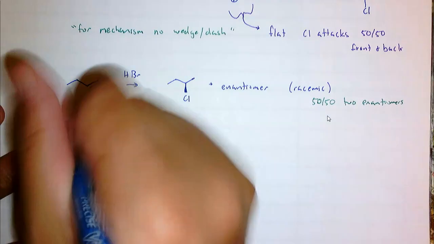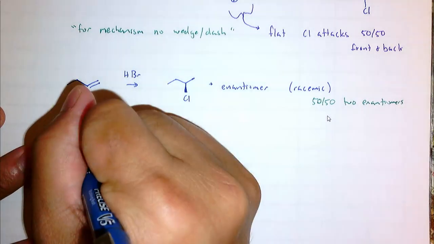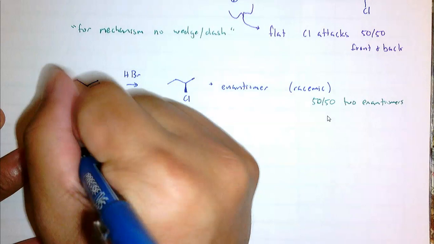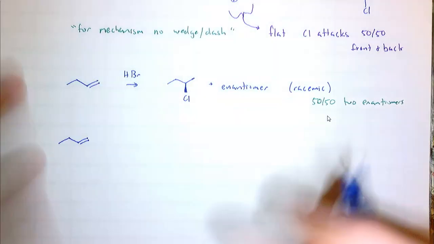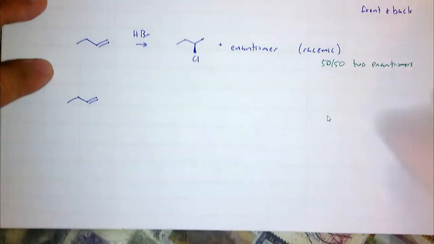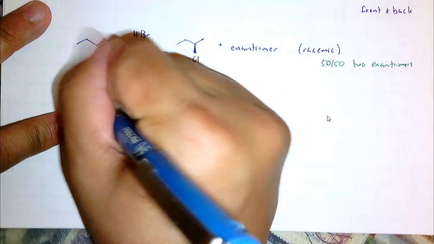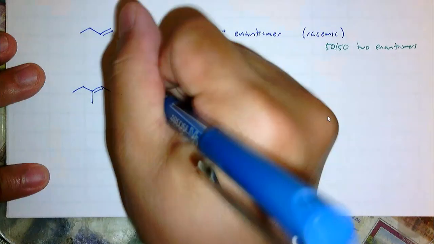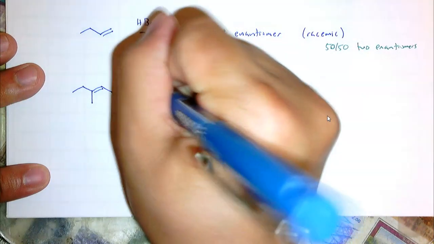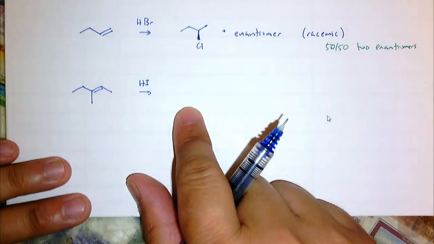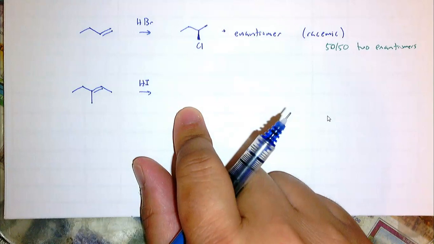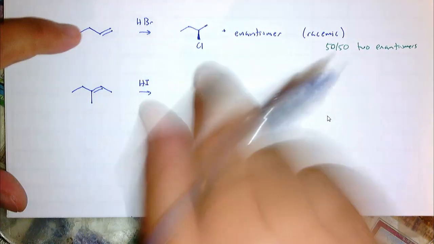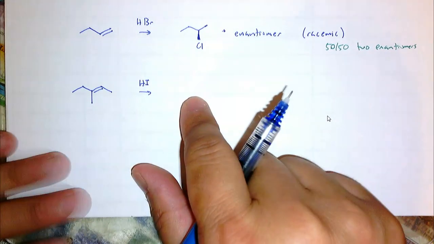If I gave you this molecule, though, I've got to make sure that it's going to give me no chiral carbons. Oh yeah, this one. How about that? Let's do HI. Okay. Go ahead and write the product without stereochemistry. And I'll show you why in just a bit. But draw the product.